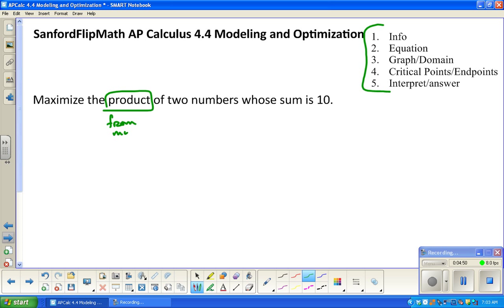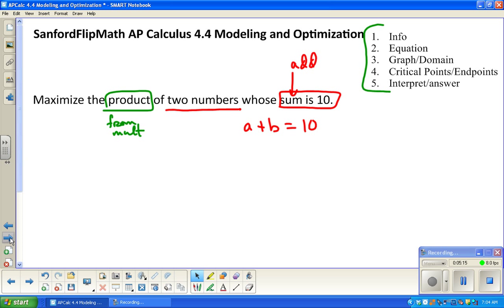So I'm just going to make a quick little note here. What we have is two numbers whose sum is 10. Well, that means I have two numbers that add up to 10. So maybe something like a plus b equals 10. Sum, as you know, means add. This is a very abstract math example, but the idea is to try and make this as simple as possible to start out. Well, here's the problem.